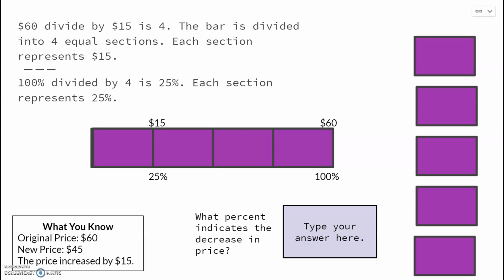So 60 divided by 15 is 4. The bar is divided into 4 equal sections. Each section represents $15. Then 100 divided by 4 is 25. Each section represents 25%. So how much did the price decrease by? Well, it decreased by a total of 25%, because the $15 was 25%.